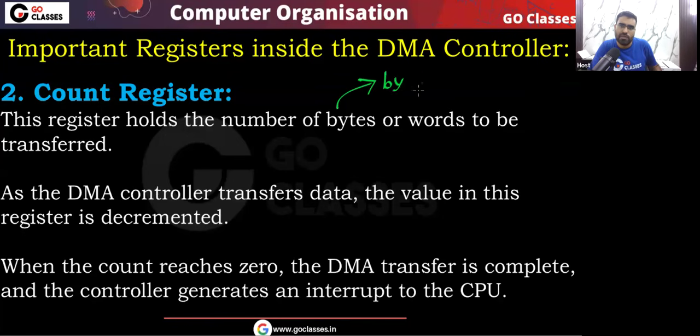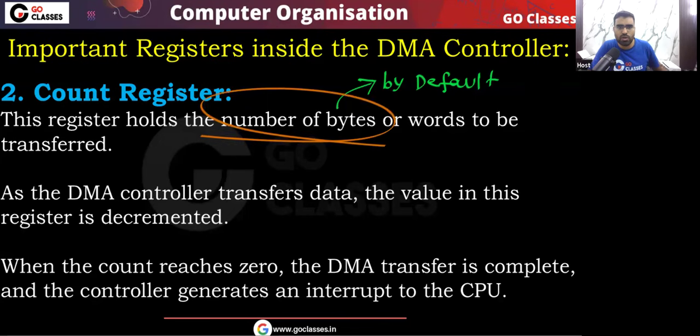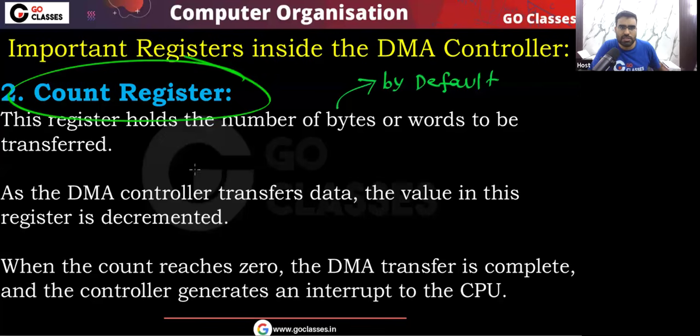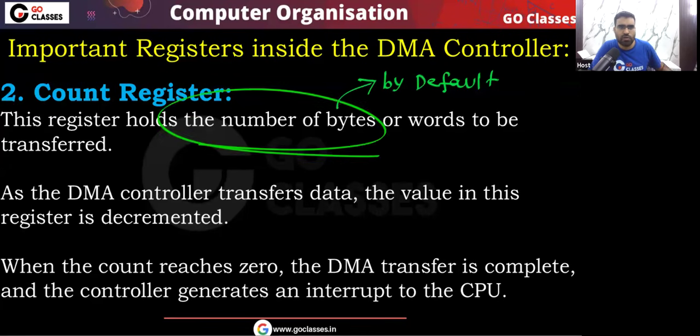By default it is byte, but how much data, the number of bytes or the number of words, will be given to you in the question. But remember, there is a count register, and it will hold the number of bytes or words that we need to transfer. Is this point clear?